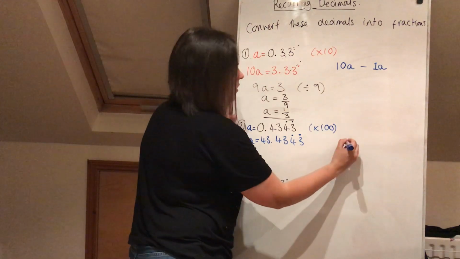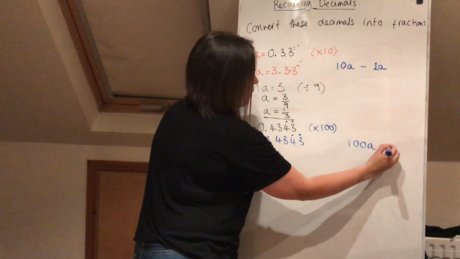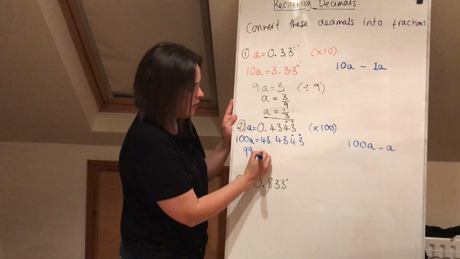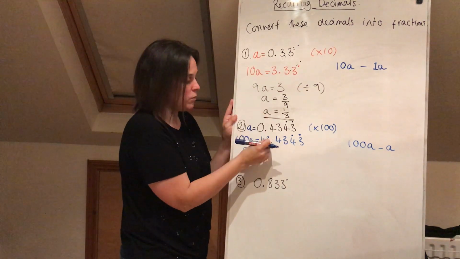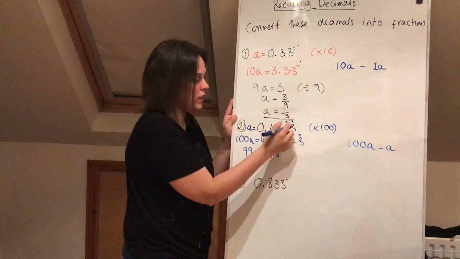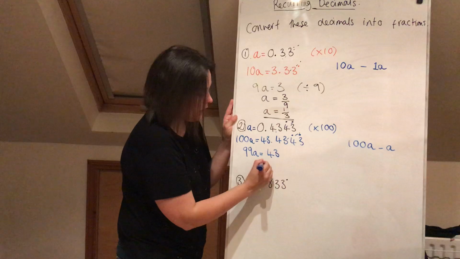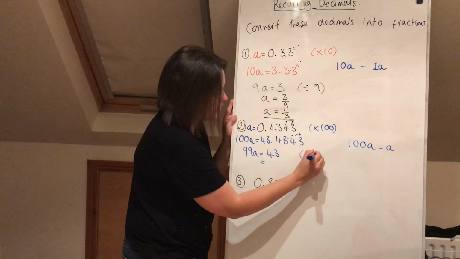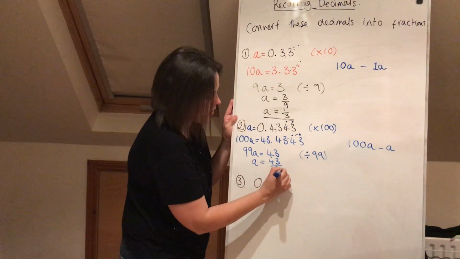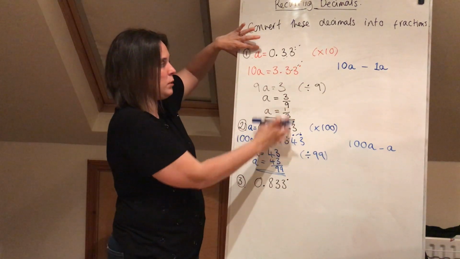And now we do 100A take away 1A, so that gives us 99A. And if we do this side subtracted, we've got 43 take away 0, so that's just 43, and the 4343s just cancel out, and so we're just left with 43. And then to get our answer, we divide by 99, the number in front of A, and A gives us 43 over 99. Remember, at the beginning we stated that A was equal to our decimal.